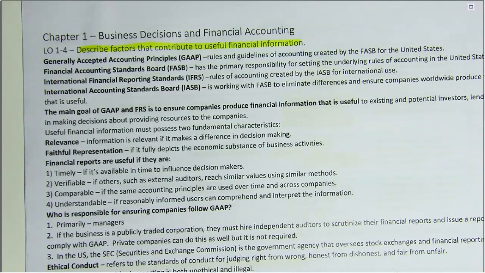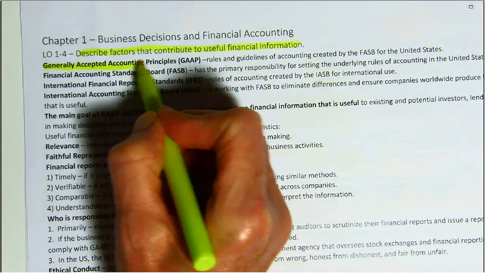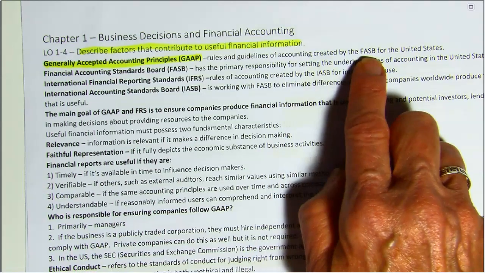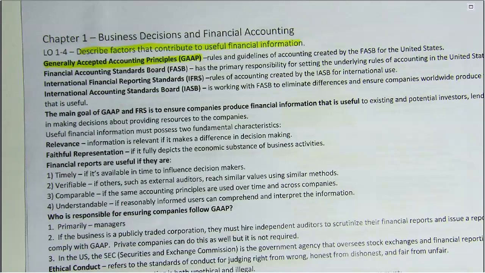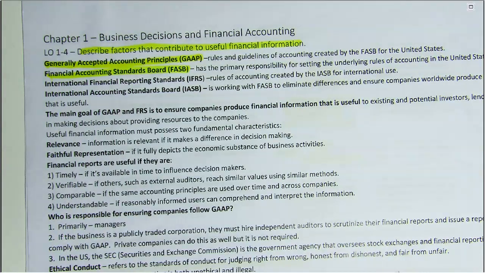And the rules for how we record and report financial information are called generally accepted accounting principles. I often refer to those as GAAP because that's what it kind of looks like. These are the rules and guidelines of accounting created by the FASB. The FASB is the Financial Accounting Standards Board, and they have the primary responsibility for setting those rules. Now, if a corporation's stock is traded, then primarily it's the SEC who is responsible, but they defer their authority to the Financial Accounting Standards Board, and they are an independent group.